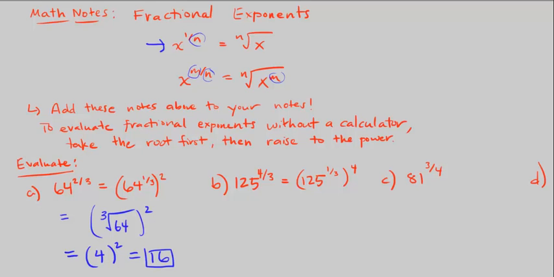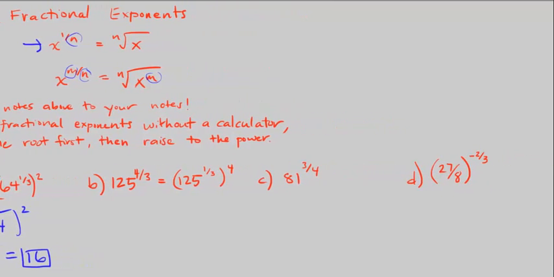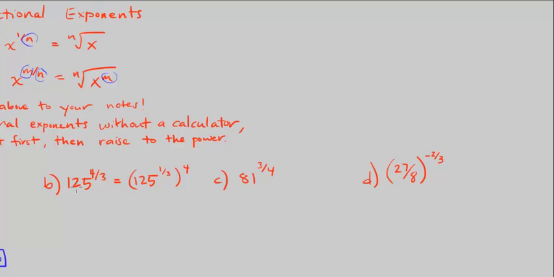And now let's do the rest of these examples. Okay, so example B. 125 to the 4/3 power is equal to 125 to the 1/3 power times 4, because we know that 4/3 is equal to 1/3 times 4. Using this rule here, it's over 3, so it's going to be the third root. So it's the third root of 125 on the inside, and we still have the 4th power on the outside.